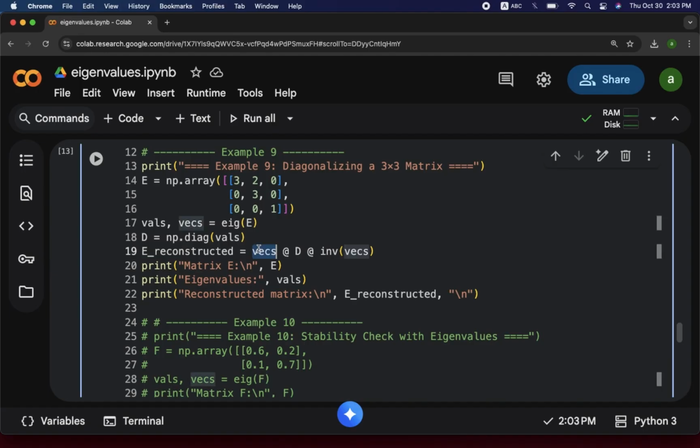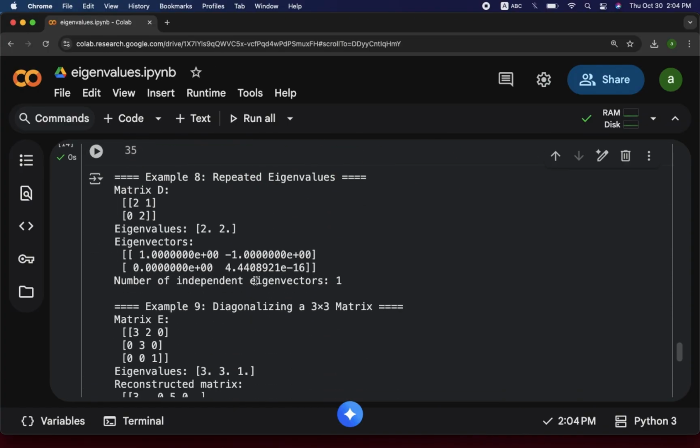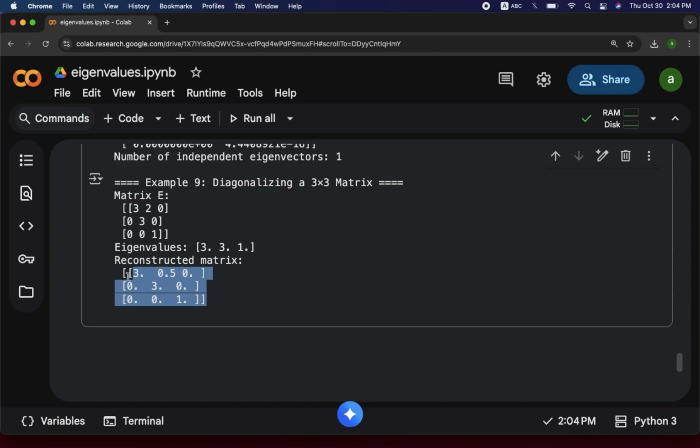And we have the matrix of eigenvectors. And then this is the inverse of that. And this is the matrix of eigenvalues on the diagonal. And when we do this multiplication, we can just verify that we can reconstruct this original matrix E. And if you run it, we can simply verify here. And indeed, we obtained and reconstructed the original matrix E.